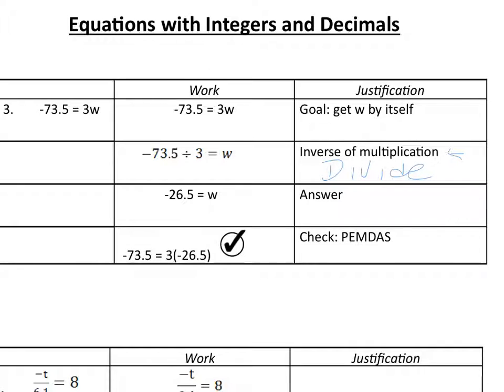So I'm not just writing out my steps, I'm writing out the whys behind it. Then we get our answer, and we're able to check it using PEMDAS. And if you actually multiply out -26.5 times 3, we know it's going to be negative because the signs are different, and it does in fact equal 73.5.